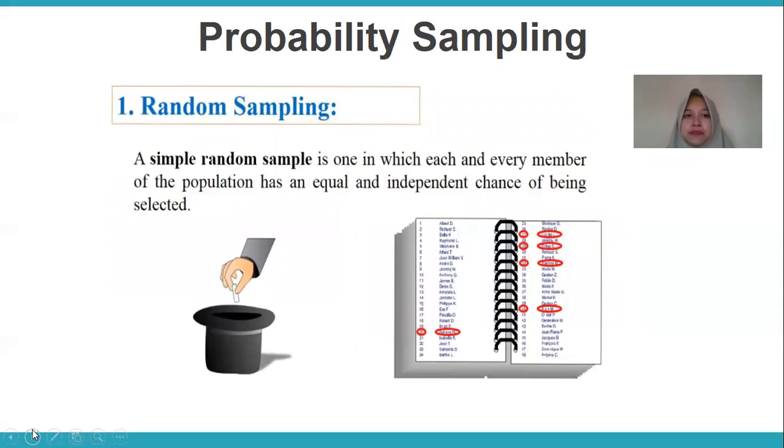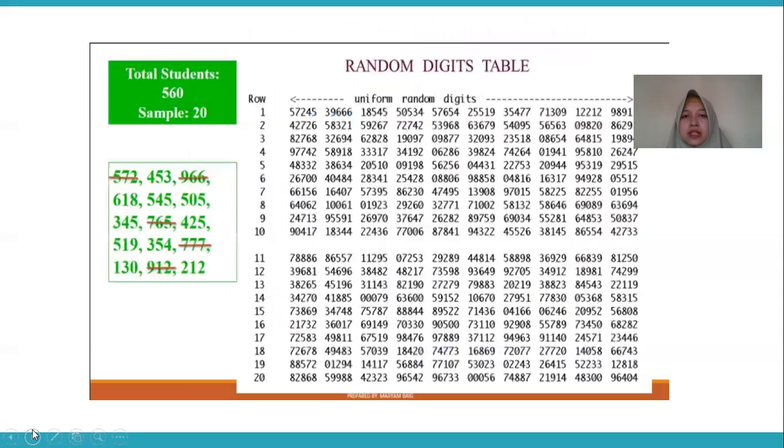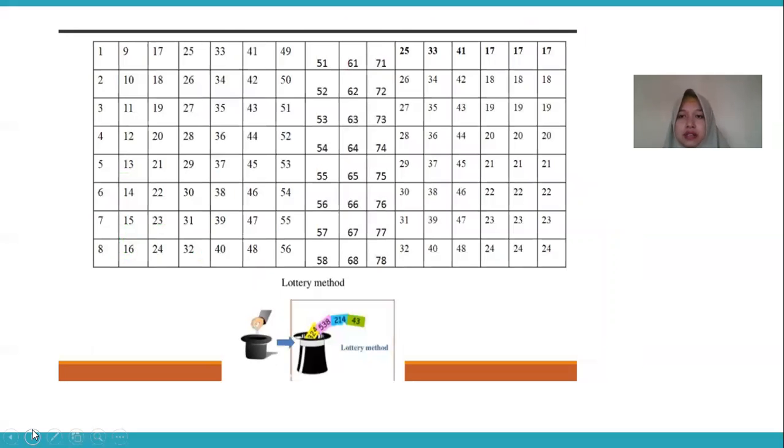For random sampling, a simple random sample is one in which each and every member of the population has an equal and independent chance of being selected. For this situation, I make an example like this. The total students are 560, you take a sample of 20 and you take them randomly, or you can also use the lottery method for this random sampling, guys.